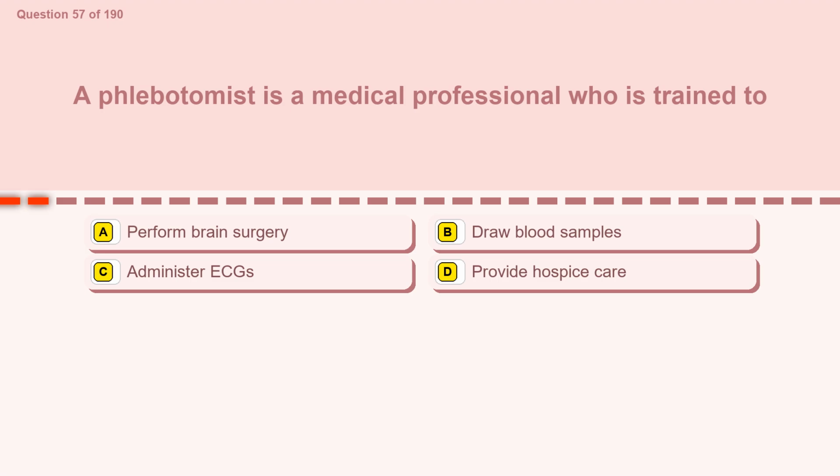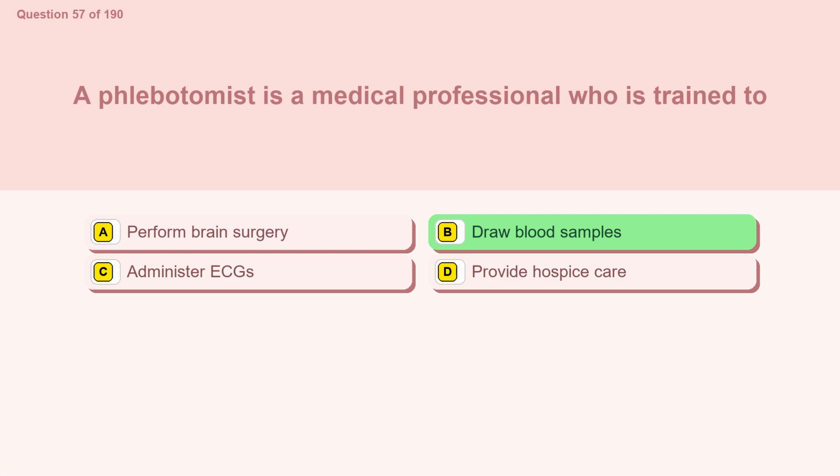Question 57. A phlebotomist is a medical professional who is trained to: Option A, perform brain surgery. Option B, draw blood samples. Option C, administer ECGs. Option D, provide hospice care.